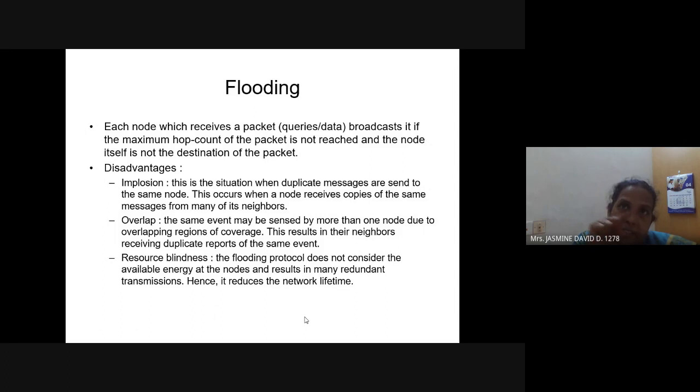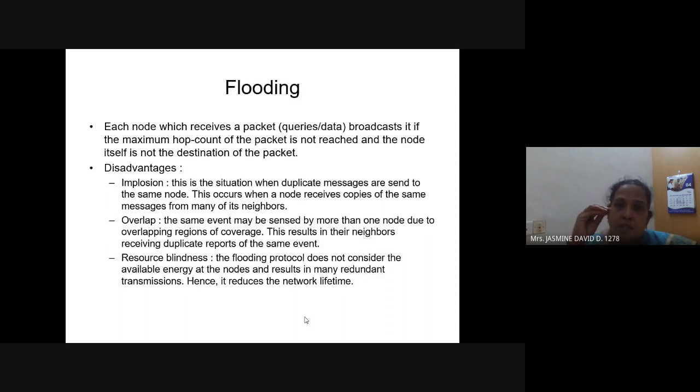actually, while finding the path, if any node wants to send some information to some other node, it has to find the path first. While finding the path, they will be checking the node's energy, whether this particular node is capable of transmitting this information, whether it has energy or not. Based on the energy level only, it will take the path. But in resource blindness, the flooding protocol will not consider the available energy of the nodes.